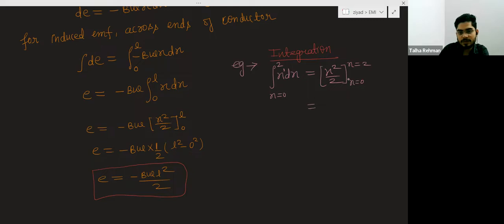So here this half you will take out. Now you will put the limit, put x equal to 2 here. So this will become 2 square, and this will become 0 square. So accordingly you can solve.